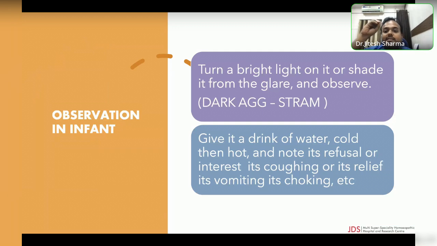Now, in a closed dark room, some babies just cry a lot. You need to observe this, and what the reaction is in the dark room or the light room. Also see the water they drink, whether cold or hot, whether they refuse it, cough after drinking, vomit it, or choke or gag. All these little things you need to observe in an infant.